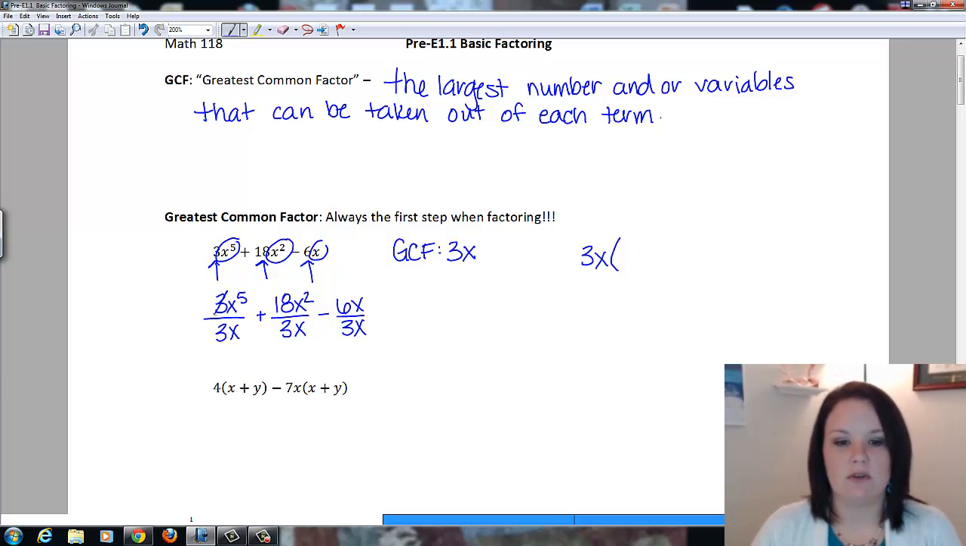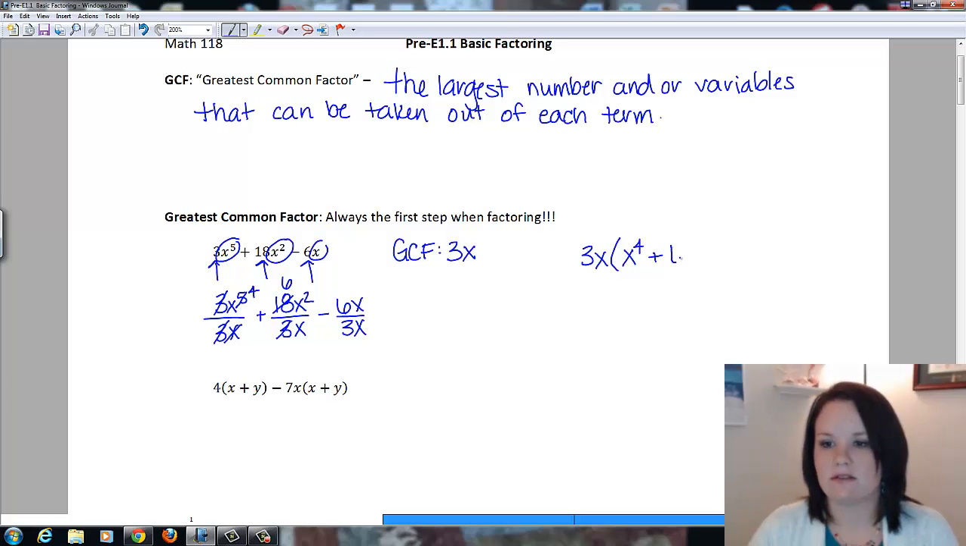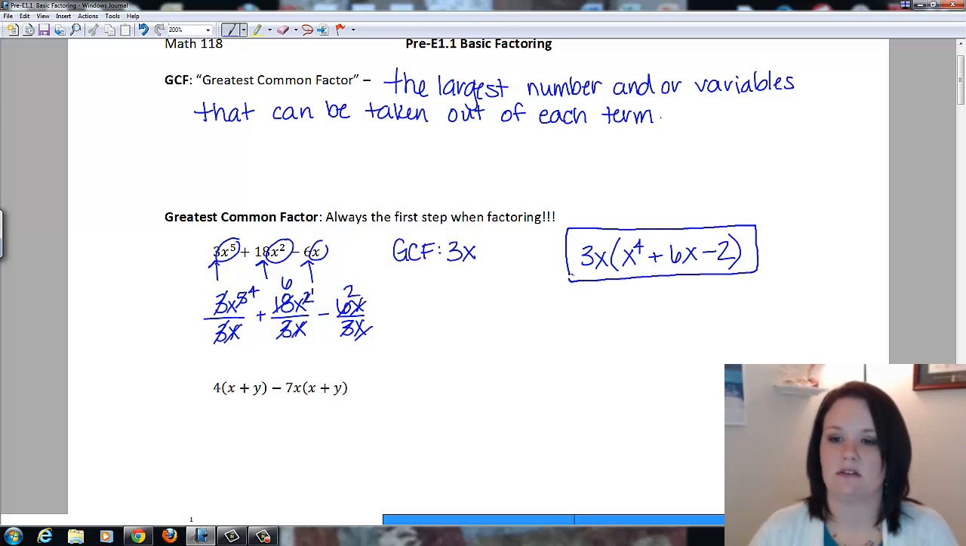So the first term, notice my 3's will cancel, and I can cancel 1x on top and bottom, which will leave me with x to the 4th power in the first term. My second term is positive. 3 goes into 18 6 times, so I'm left with a 6 coefficient, and then I can cancel 1x on top and bottom, which leaves me with x to the 1st power. And then the last one, 3 goes into 6 2 times, so I'm left with a -2, and my x's cancel, so I'm left with no x's. Okay, so this is my fully factored answer.